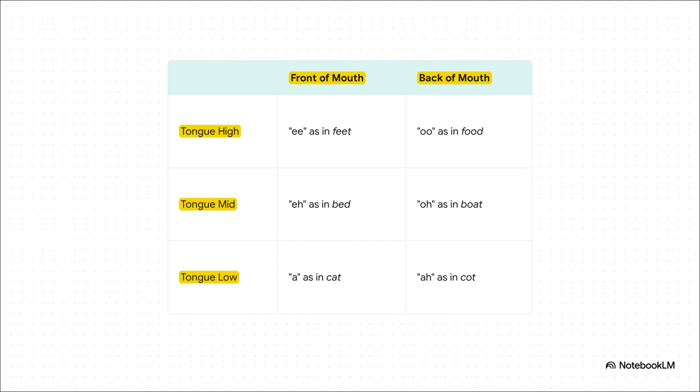Let's take a quick tour. Say E like in feet. Feel how your tongue is way up high and in the front? Okay, now say oo like in food. Your tongue is still high, but you've pulled it all the way to the back. Now drop your jaw and say ah, like in cat. See? Your tongue is low and in the front. Every single vowel we make has a specific set of coordinates right here on this map.